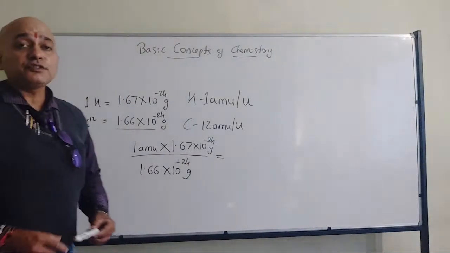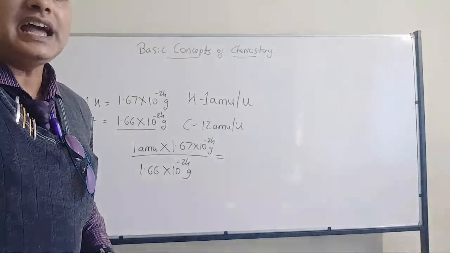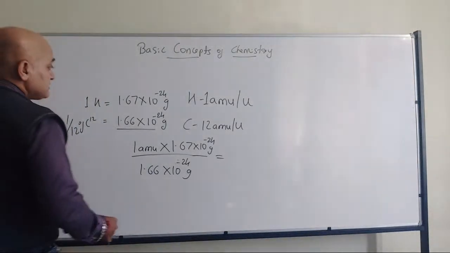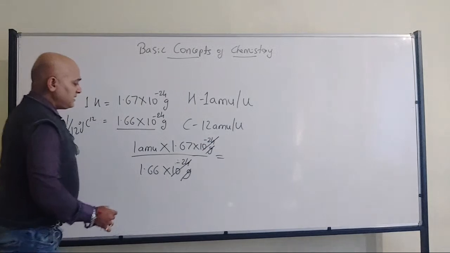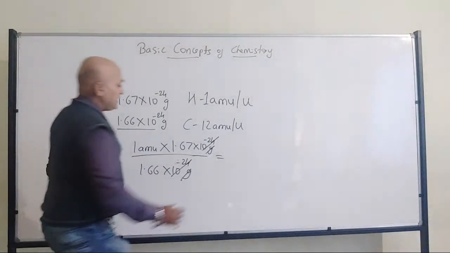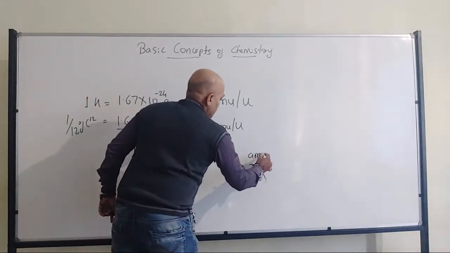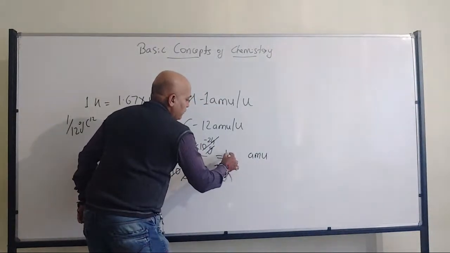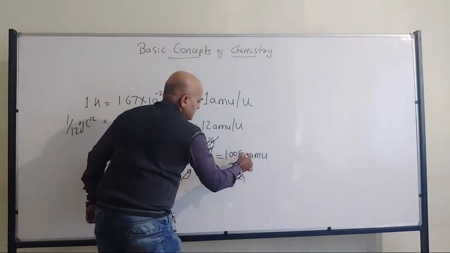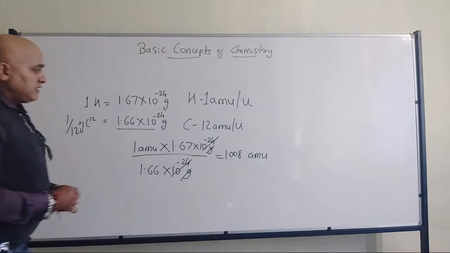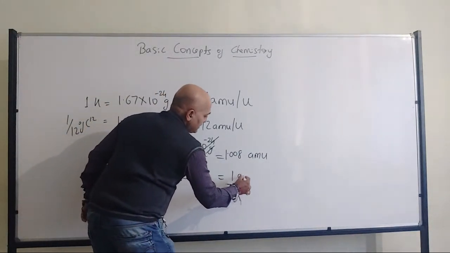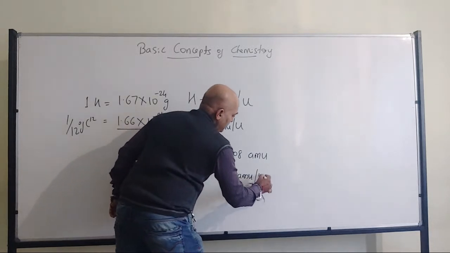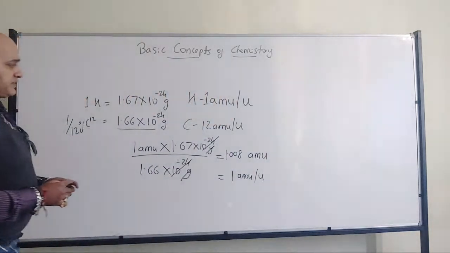No one will ask you to calculate. To make you understand, I am writing. Okay? So now, this will get cancelled, gram will get cancelled. So the leftover is atomic mass unit. Now this will be somewhere around 1.008 something. So by rounding it off, we can make it as 1 atomic mass unit or unified mass.